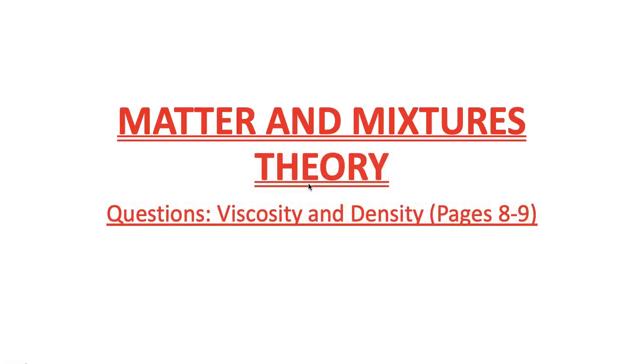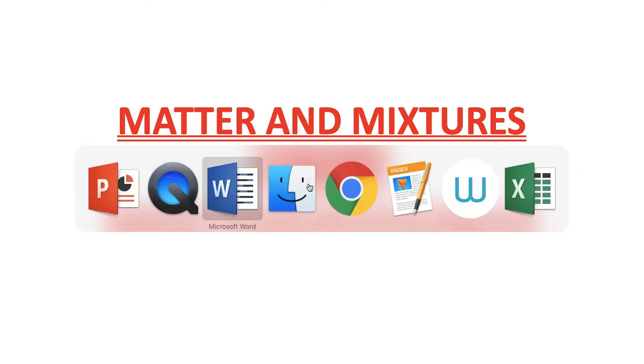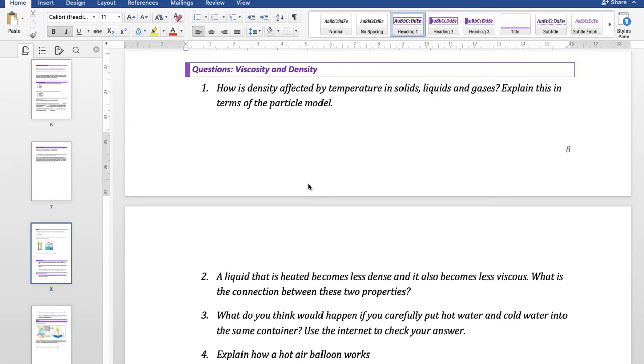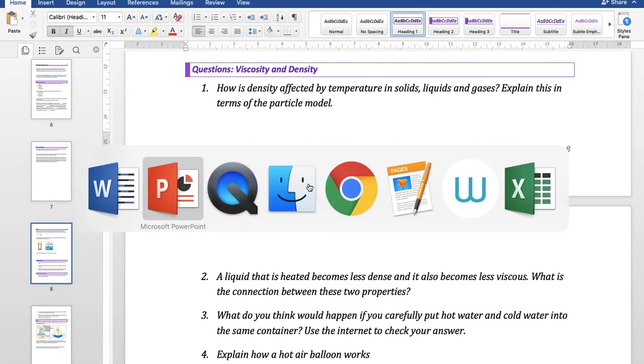Okay, girls. So the next part of your homework was to do the questions on viscosity and density, which was also on the matter and mixtures theory file. The questions were on pages 8 and 9. So the first question reads, how is density affected by temperature in solids, liquids, and gases? Explain this in terms of the particle model.